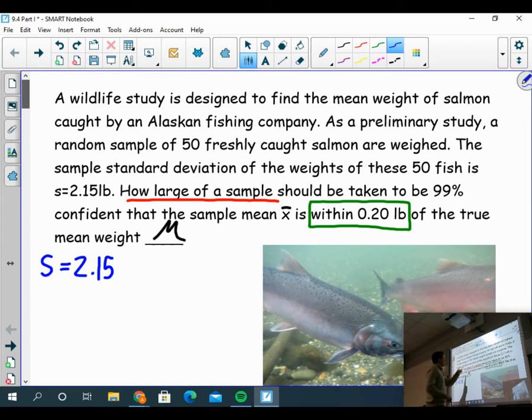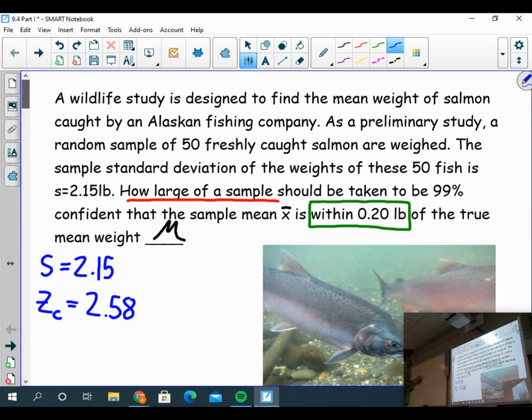We're trying to find how large of a sample should be taken. They are 99% confident. If you would, pause the video right now and find that critical value for a 99% level of confidence. Okay, now that you've done that, you'll know that it comes out to be 2.58. Again, you should have done that using your inverse norm. If you are not sure how to do that, refer to your notes or previous videos that we've done. Look back at the 9.1 instructional video.